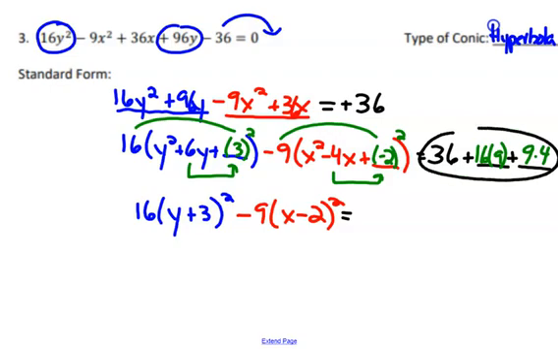I'll add all this together. This becomes 36 plus 144 minus 36. This is a negative. So this was a negative 9. So negative 9 times 4 becomes negative 36. And we end up with 144. Okay? So I didn't write that the first time. Just make sure if this is a negative, it's negative 9 times positive 4. Okay, last step is we want it equal to 1.